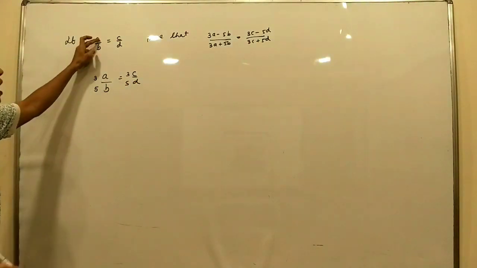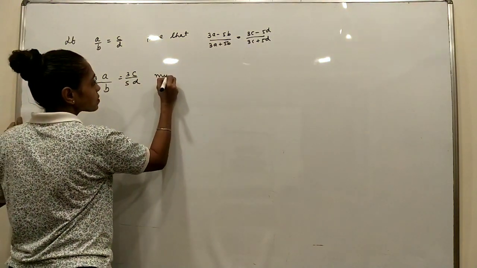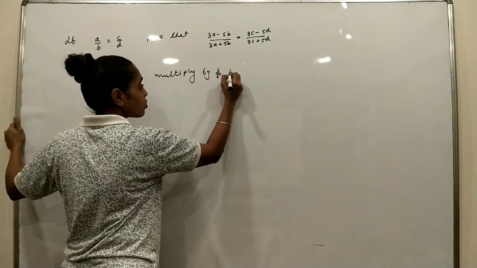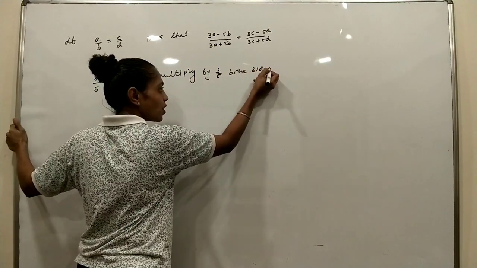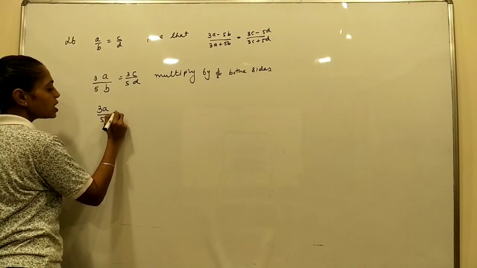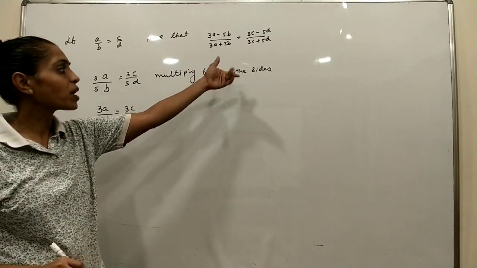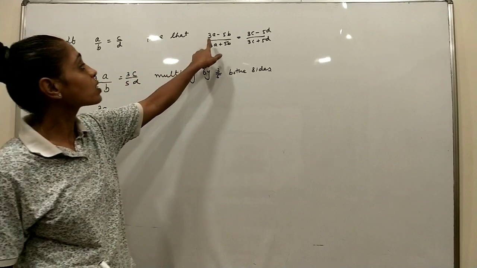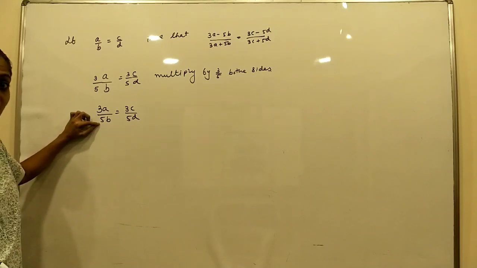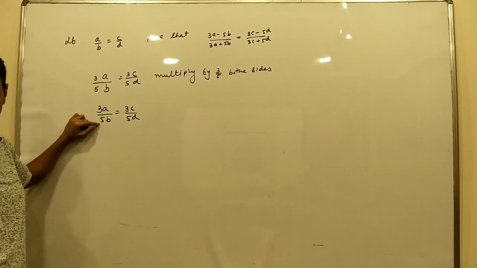So first of all, A upon B is equal to C upon D and multiply by 3 upon 5 both the sides. Got it? The numbers I needed, I took them. So 3A upon 5B equal to 3C upon 5D. We can multiply 3 upon 5 both the sides. Then see, 3A minus 5B, 3A plus 5B. First of all minus then plus. Then dividendo componendo. Got it?